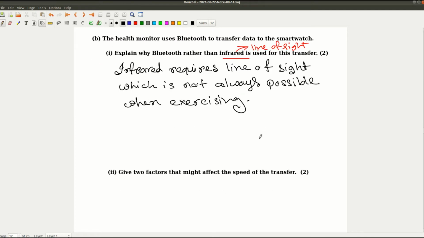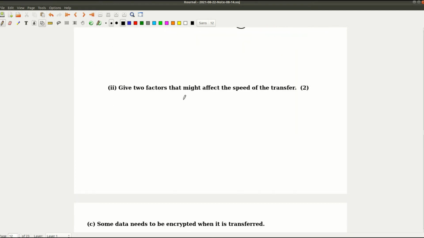Okay. So the next question is: give two factors that might affect the speed of the transfer. Here it is asking, I'm using Bluetooth, right? So what might affect the speed of the data that I'm sending from my device to the Bluetooth device? The first is range or distance.